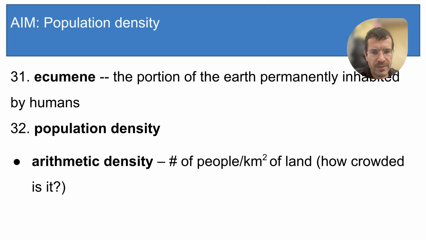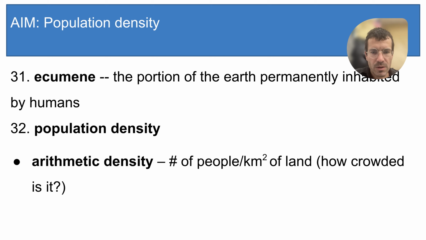So if arithmetic density is high, that means that there's a lot of people crammed into a small area of land, and it'll feel crowded. And if arithmetic density is low, people are living spread out from one another, and there might even be large areas of land where no one lives at all. So a place with low density, imagine a rural area or maybe an uninhabited place like a desert.